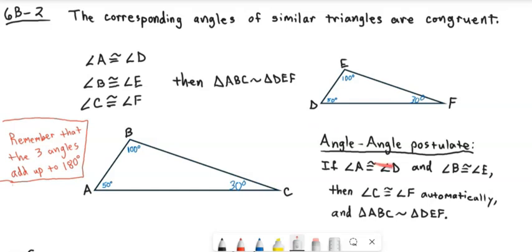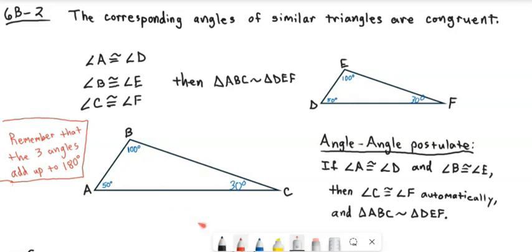And we have a postulate here. It's called the angle-angle postulate. And the angle-angle postulate says that if angle A is congruent to angle D and angle B is congruent to angle E, then automatically angle C is congruent to angle F, and the two triangles are going to be similar, okay? So you only need two pairs of congruent angles in order to conclude that the two triangles are similar to each other, okay?